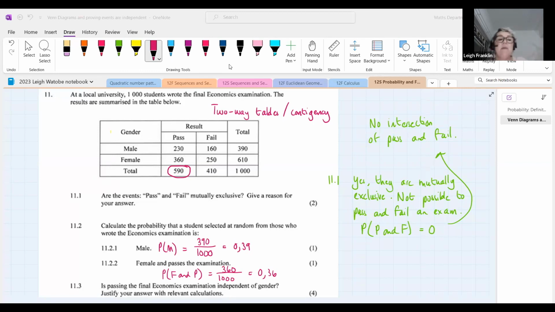So they would say a female selected at random. What is the probability that she passes? Then it would be 360 out of 610. But that's not what they're asking us. They're saying to us a student selected at random. That means both the male and female students, so our denominator would be 1,000. Again, we've just got to read it very carefully to make sure that we're interpreting it in the way that it is intended.